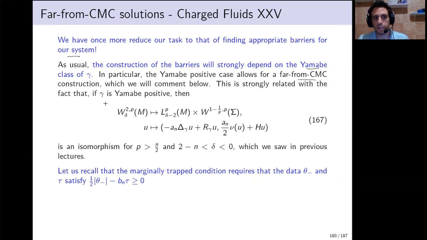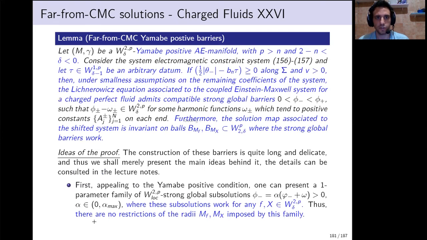And the Yamabe positivity, let us recall, guaranteed this property here. Basically, that this operator is an isomorphism for these choices of parameters. And this is what allows for the far from CMC construction. Also, let us recall that our data theta minus and tau are actually linked if we want the solution to satisfy marginally trapped conditions.